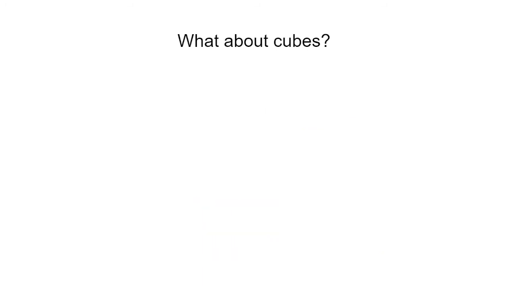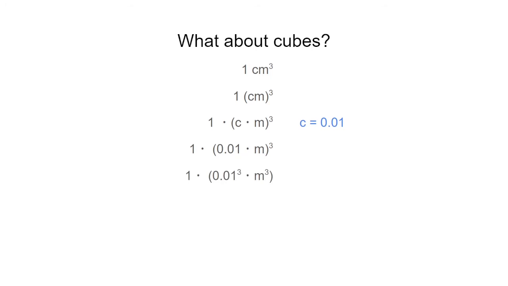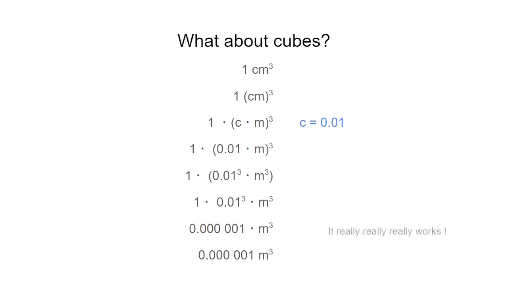What about cubes? 1 cubed centimeter. We put in the parentheses like we did in the previous example. We identify our multiplications. We remember the value of the scalar. We replace our prefix, the centi scalar, distribute the exponent, disregard the parentheses, work out the maths, and we get that 1 cubic centimeter is 0.000001 cubic meters. It really works. It really cubed works.